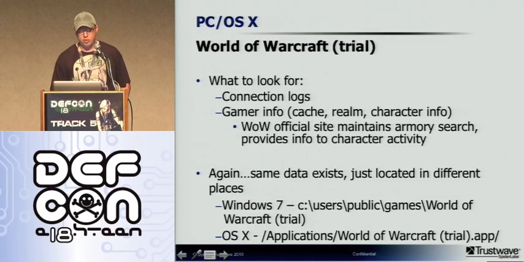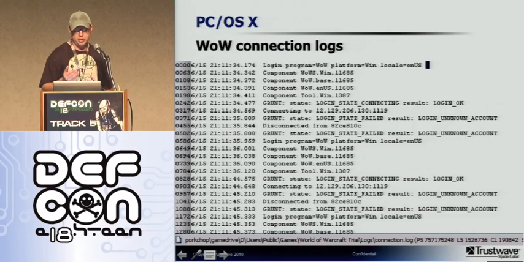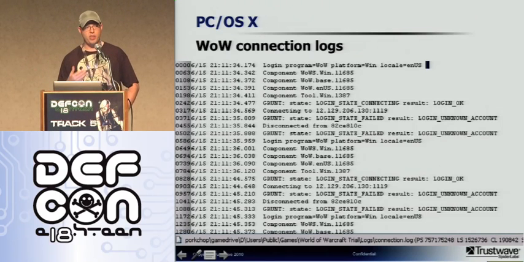Now, we looked at the World of Warcraft trial. What to look for: connection logs. You can find a lot about the user, what realm they play on, their character name, stuff like that. A lot of gamer info. Now, WoW has an official site that maintains all this character information. It's called the Armory. We'll get into that in a second. Again, the same data exists. Those are the locations. Here's your connection log. Here you can see when this person connected, where they connected to, and for how long they were connected. It's all there. It's all easily readable.